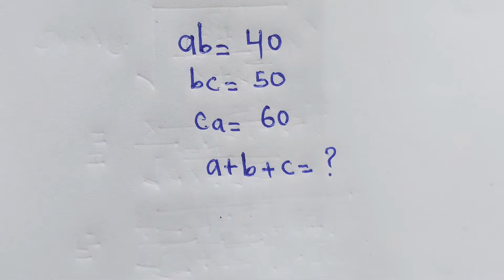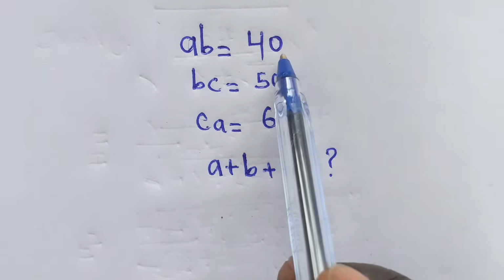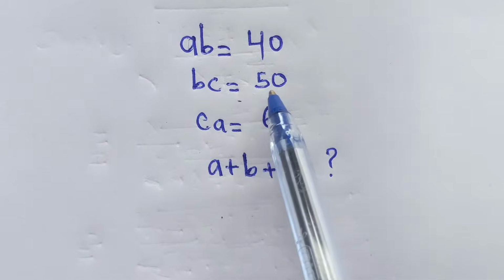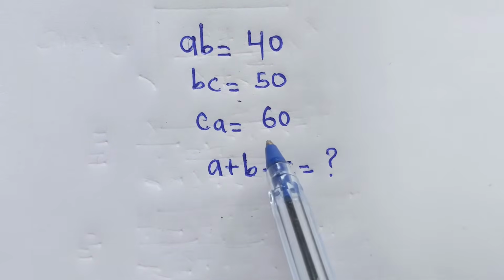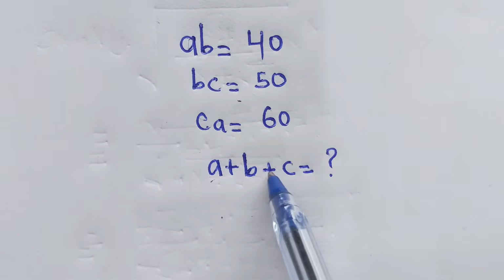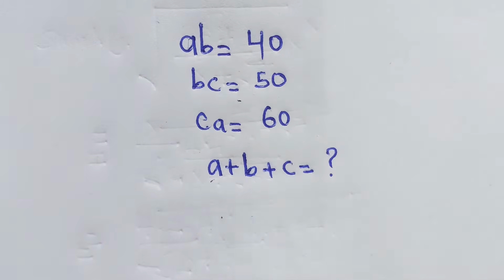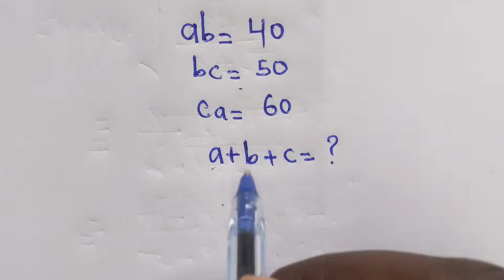Today's video, we're going to solve this Math Olympiad question. The question is: AB equals 40, BC equals 50, and CA equals 60. Then we are supposed to find A plus B plus C equals what? Okay, now, solution.